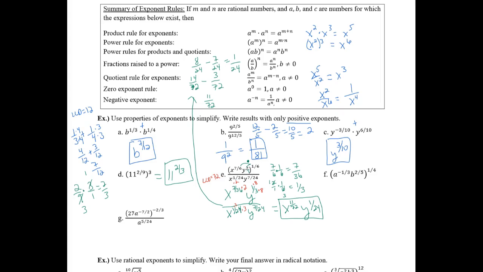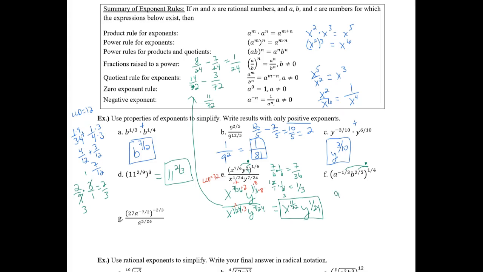Let's see how you did. We have the quantity a to the negative 1/3 power times b to the 2/5 power, all of that to the 1/4 power. So I have a power to a power. We need to make sure that everything in that parenthesis is getting that 1/4 exponent, and it's a power to a power rule, so we're going to multiply them together.